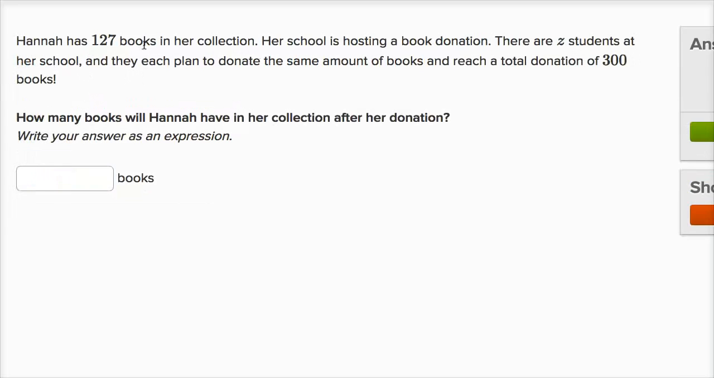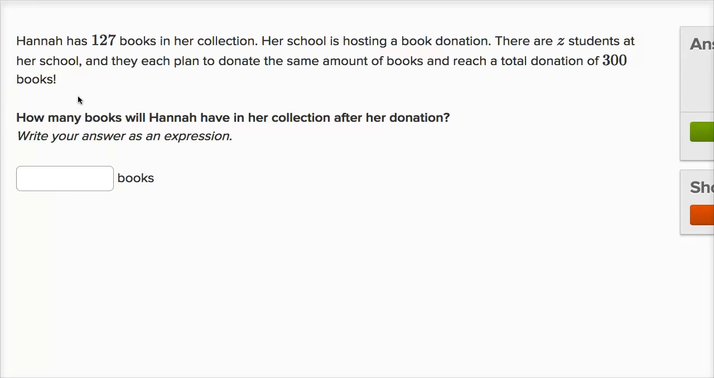Hannah has 127 books in her collection. Her school is hosting a book donation. There are Z students at her school, and they each plan to donate the same amount of books and reach a total donation of 300 books. How many books will Hannah have in her collection after her donation?